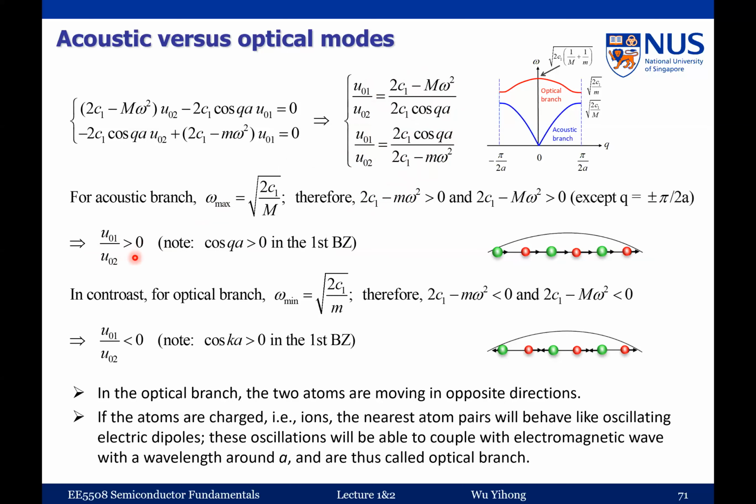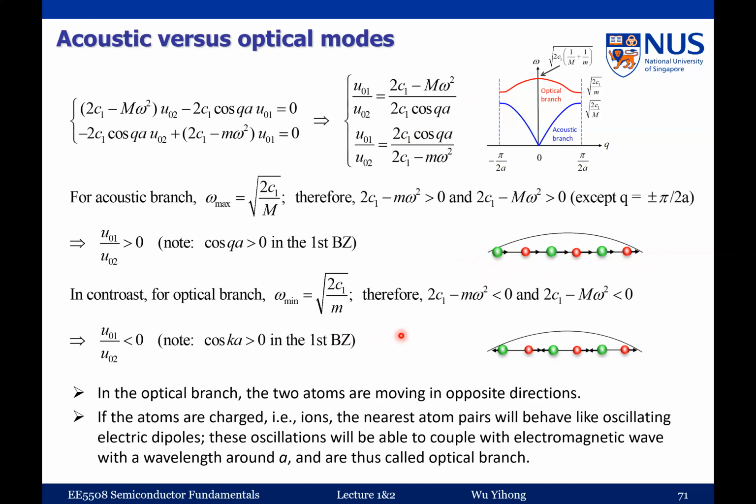So what does this mean? This means that U01 and U02 have the same polarity. So when U01 is positive, U02 is also positive. When U01 is negative, U02 is also negative. So these two atoms, you can see that the red atom and the green atom, will move in the same phase, right? So the red goes to the right, and the green goes to the right. If green moves to the left, then red will also move to the left. So this means that they move together, okay? So this is for the acoustic wave.